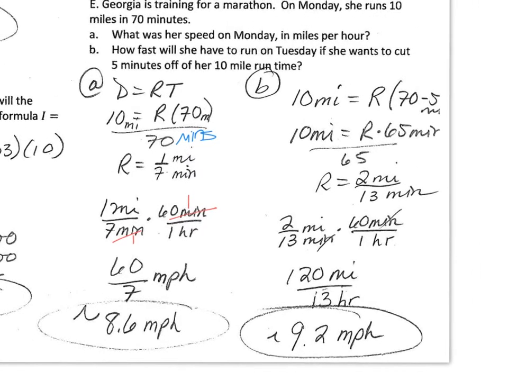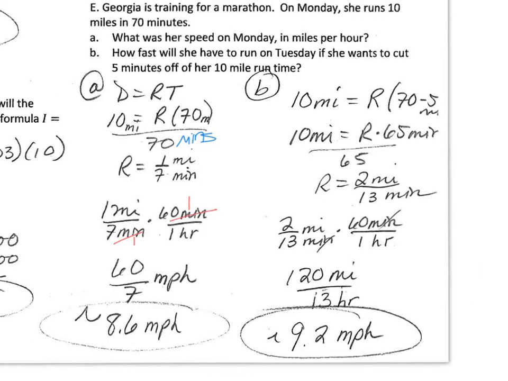Now for part B, they're asking us how fast will she have to run on Tuesday if she wants to cut 5 minutes off her time for her 10-mile run. And so now she's still running 10 miles. We don't know what her rate is, but the time is now, instead of 70, it's 65, 70 minus 5 minutes. So again, we're dividing both sides by 65 minutes to get the rate by itself.